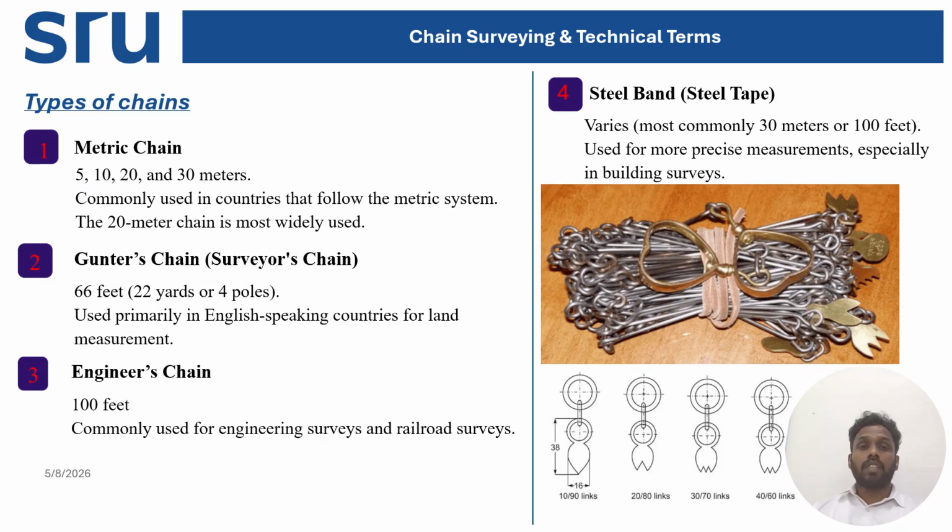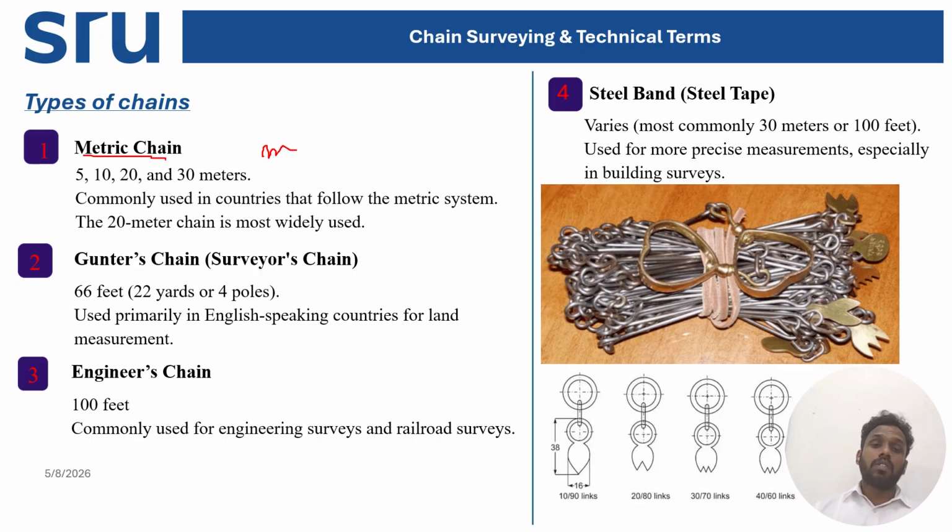The next one, types of chain. The chains are classified into different types depending upon the distance, right? The first one is a metric chain, the second is a Gunter chain or surveyor's chain, the next is an engineer's chain, and the last is a steel band. Okay. So first is the metric chain. What is a metric chain? A metric chain has lengths of 5, 10, 20, and 30 meters, which is commonly used in countries that follow the metric system. For example, if we are following meters, then we can use this chain for measurements. So there are 5-meter, 10-meter, 20-meter, and 30-meter chains.